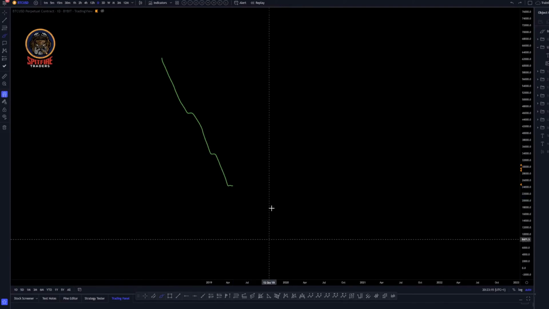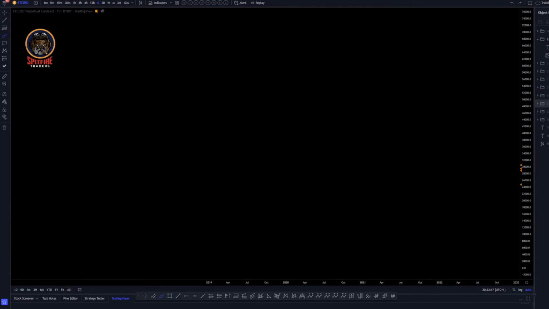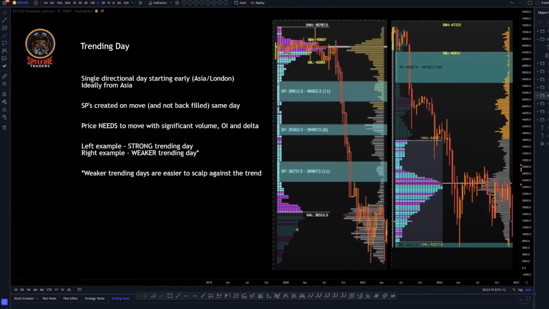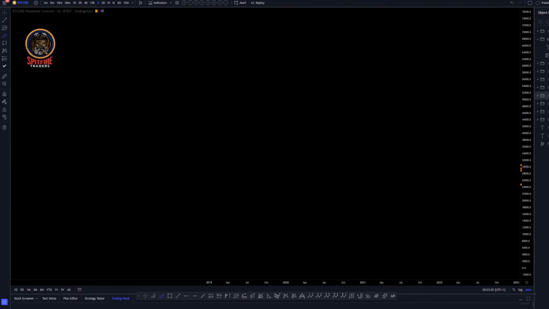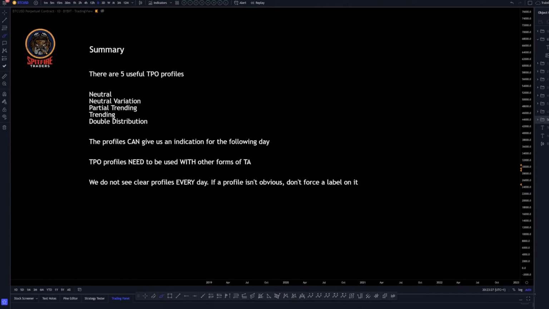Great example. So this is why a trending day, if it continues to trend right up until the end of the day, then you may see the trend continue the following day, or you may see the partial trending day. Just a bit of a top tip there. It doesn't always happen. The stats aren't there to back it up as something that will happen every single time, but it's just an FYI. So they can give us an indication on the following day.